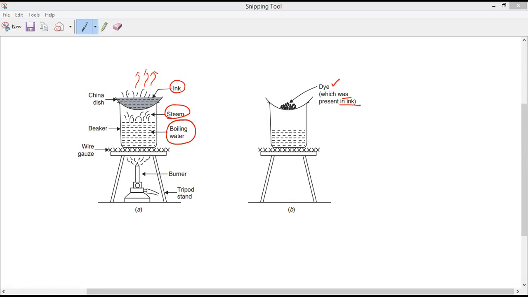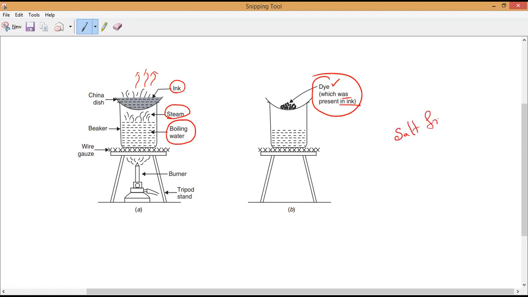Now, if we see it very carefully, let us take the case of ink or whatever it is, salt from ocean water, salt from sea water. After evaporating the water, will the salt contain impurities or not? That is my question. Does it contain impurities or not?